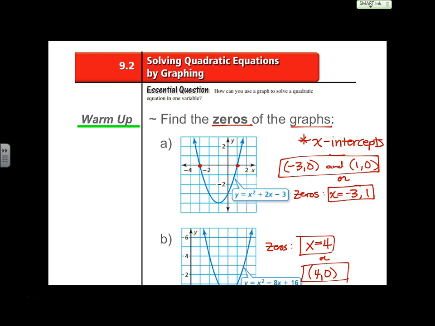Real quickly, there were a couple of you that were gone yesterday. So what you need to have down in your notes is section 9.2, solving quadratic equations by graphing.